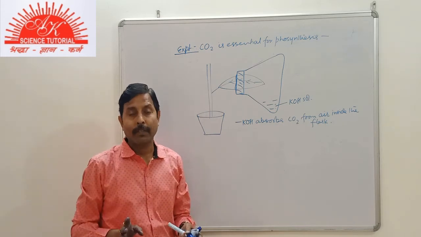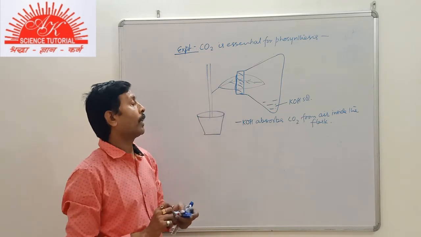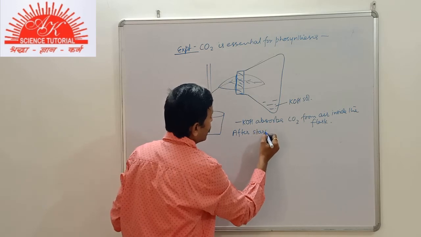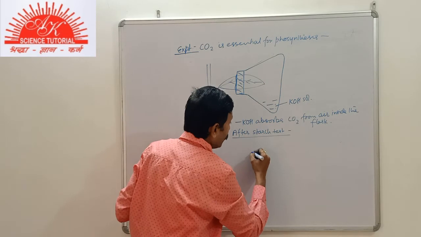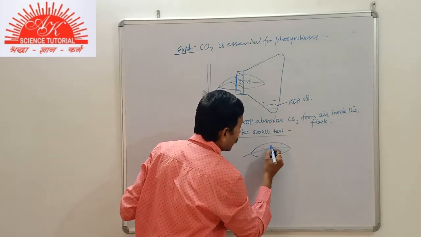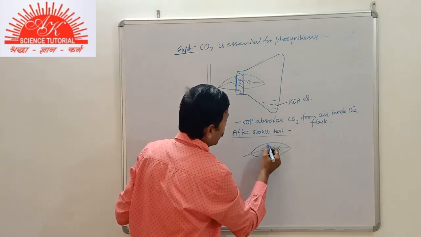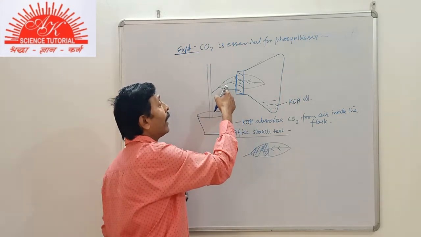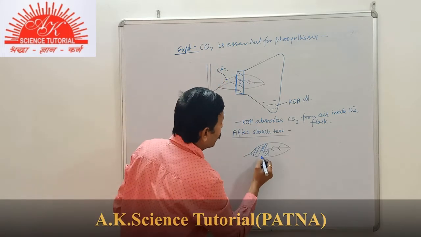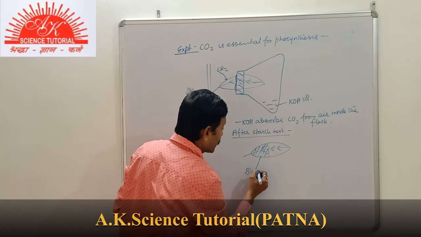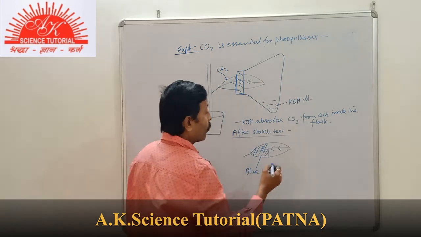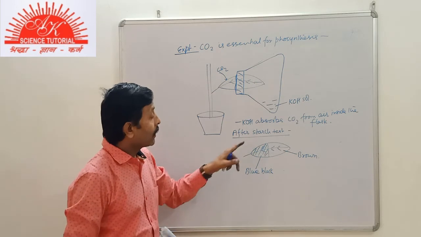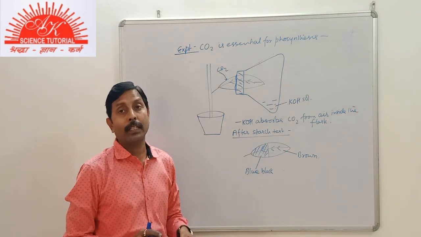Now, the setup is kept in sunlight for a few hours, and then the leaf is plucked and tested for starch. After the starch test, we see that the part of the leaf outside the flask, which received atmospheric carbon dioxide, performed photosynthesis. Hence, there is the presence of starch and it turns blue-black, whereas this part turns brown. Now, this shows that CO2 is essential for photosynthesis.